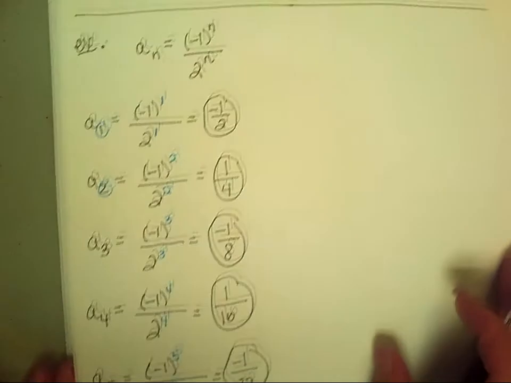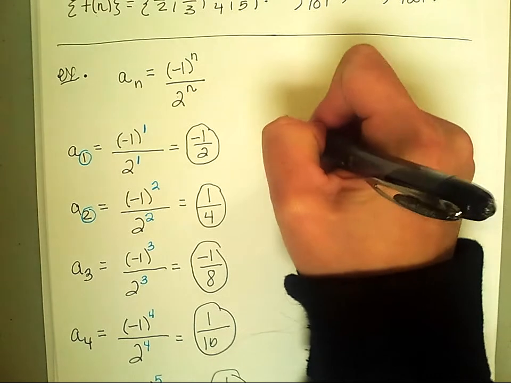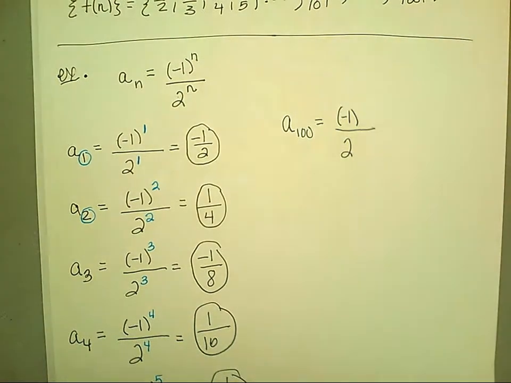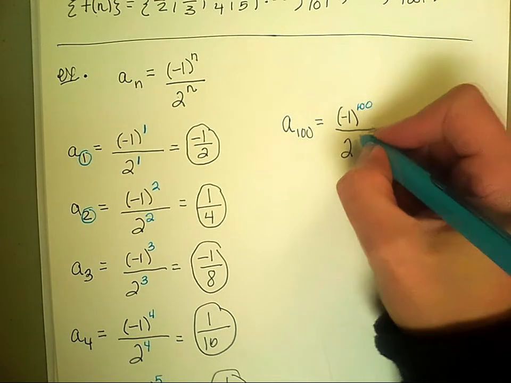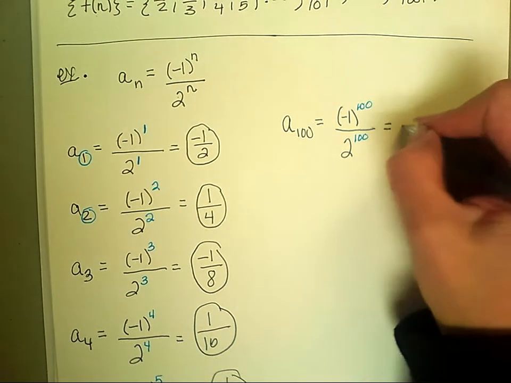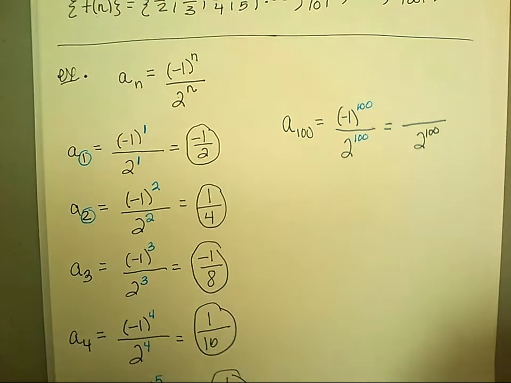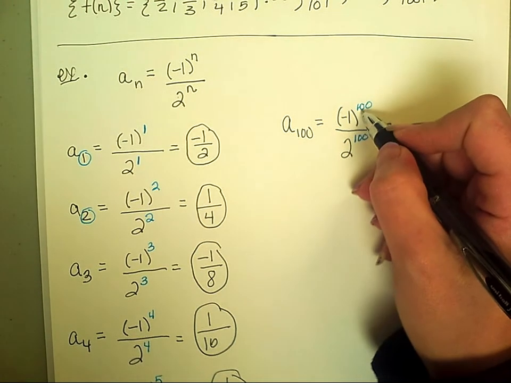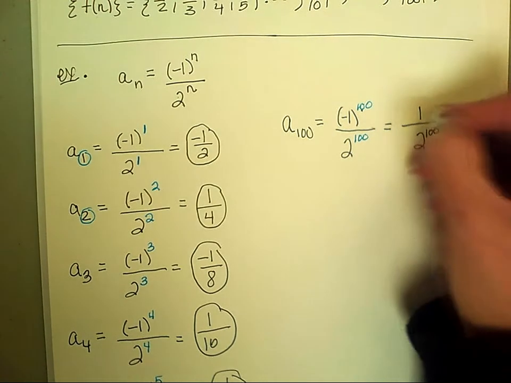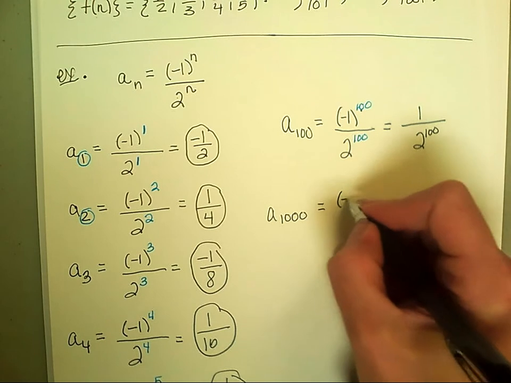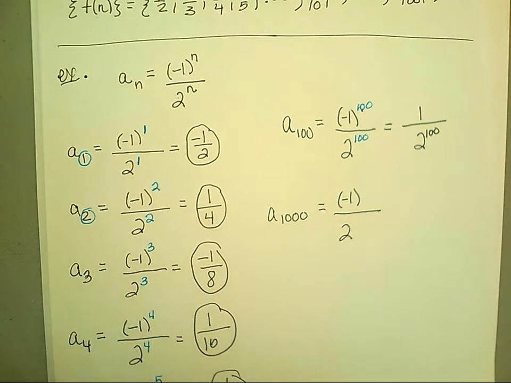And again, we could find any other terms that we'd like. A sub 100 will be negative 1 to the 100th power over 2 to the 100th power. Well, I don't know what 2 to the 100th power is, so we can just simply leave it like that. But I do know that negative 1 to the 100th power, since this is even, is positive 1. Okay. Again, we could do the same thing for 1,000, negative 1, 2 to the 1,000.